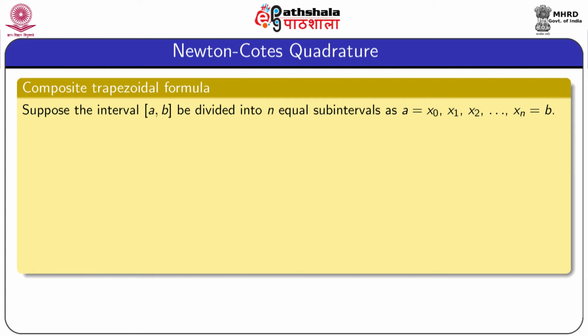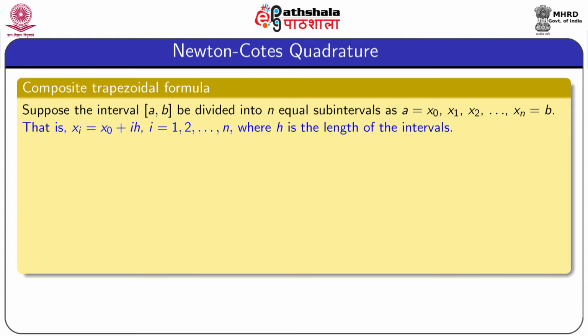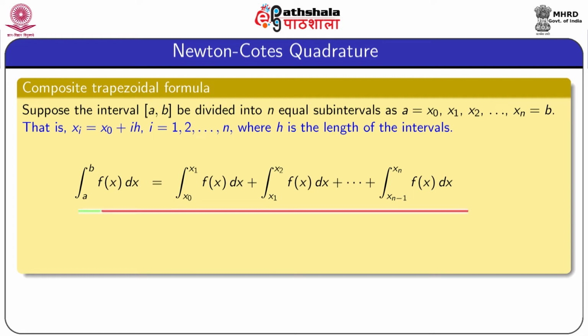This formula can be extended for the whole interval ab by dividing the interval ab into some equal intervals. So this formula is known as the composite trapezoidal formula. Here we assume that the interval ab is divided into n equal subintervals as a equal to x0, x1, up to xn equal to b, and the arguments are equispaced. Therefore, xi equal to x0 plus ih, where i equal to 1 to n, and h is the length of the subintervals.